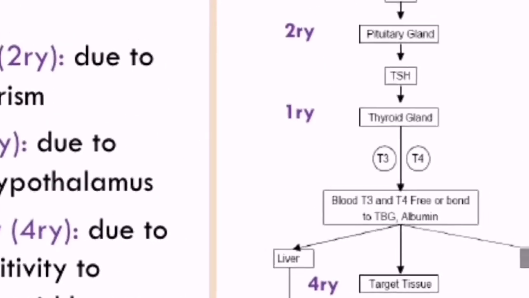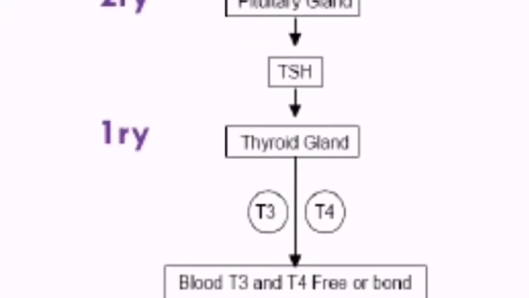You can see here in the diagram, at the hypothalamus, TRH is released by the hypothalamus. Then TRH acts on the pituitary gland, releasing TSH. Then the thyroid gland produces T3 and T4. In the blood, T3 and T4 are bound to TBG and albumin, then go to the liver, the kidney, and other target tissues.